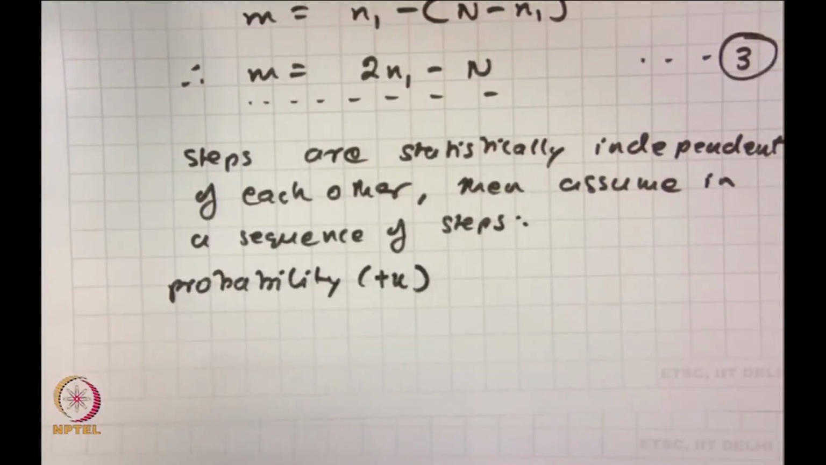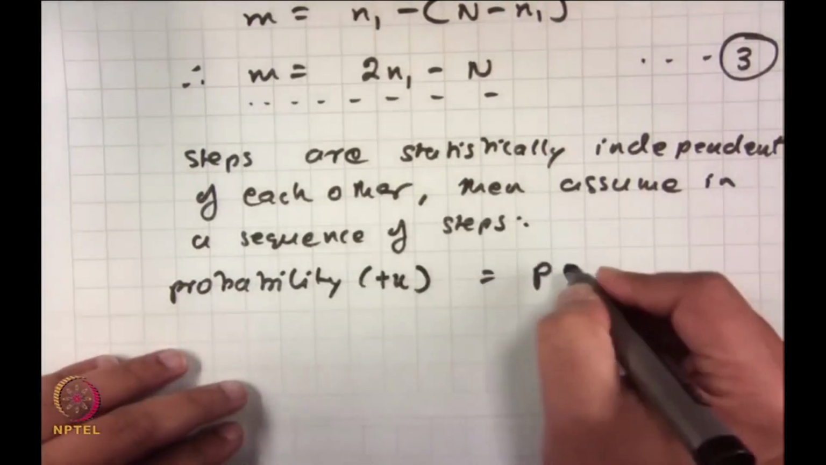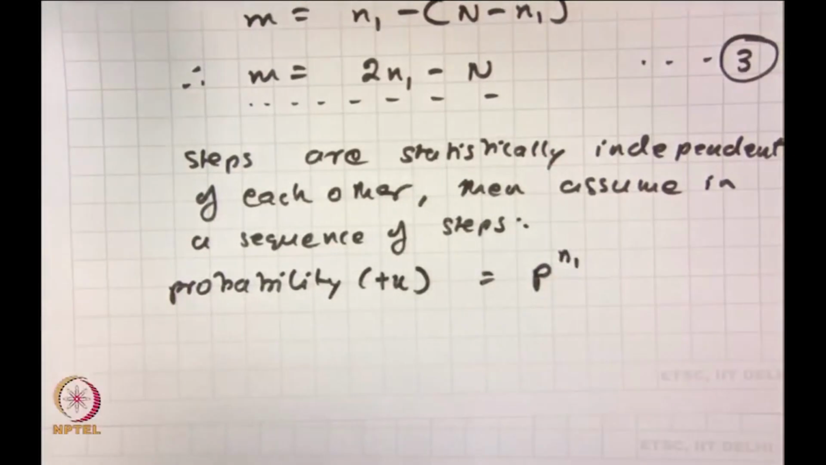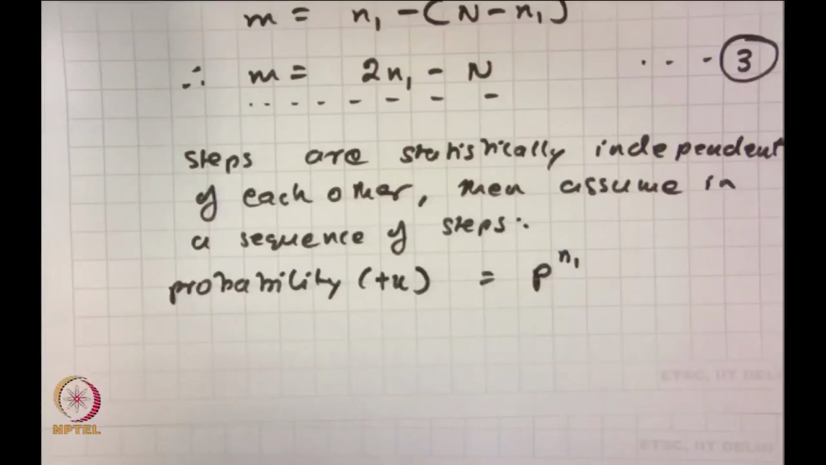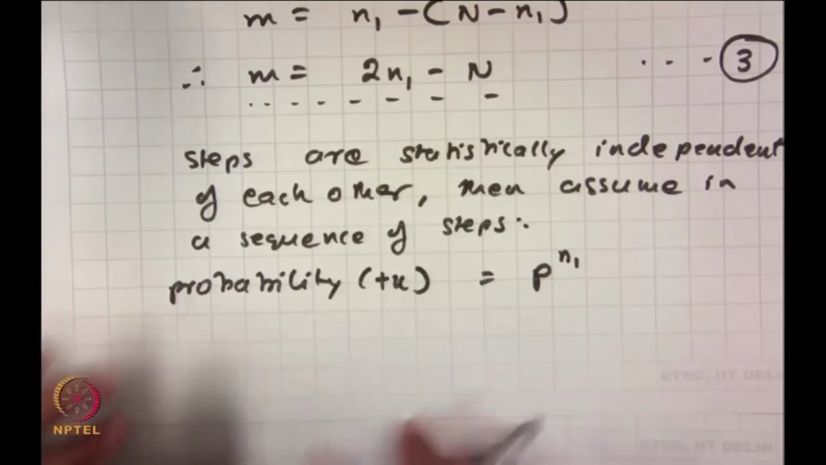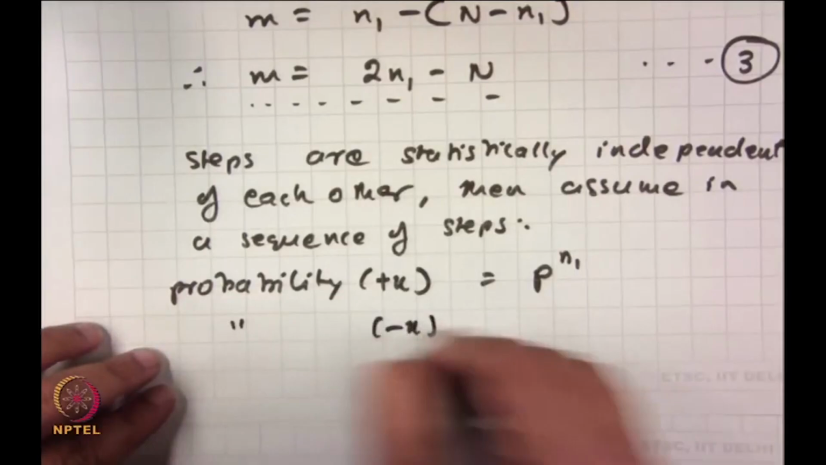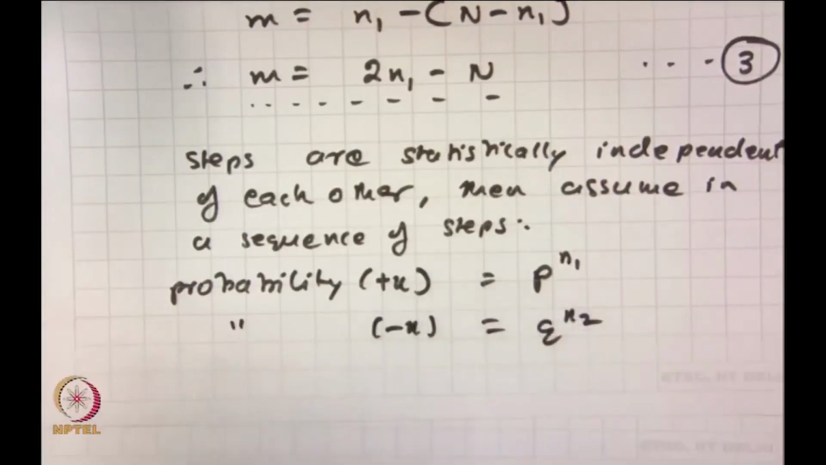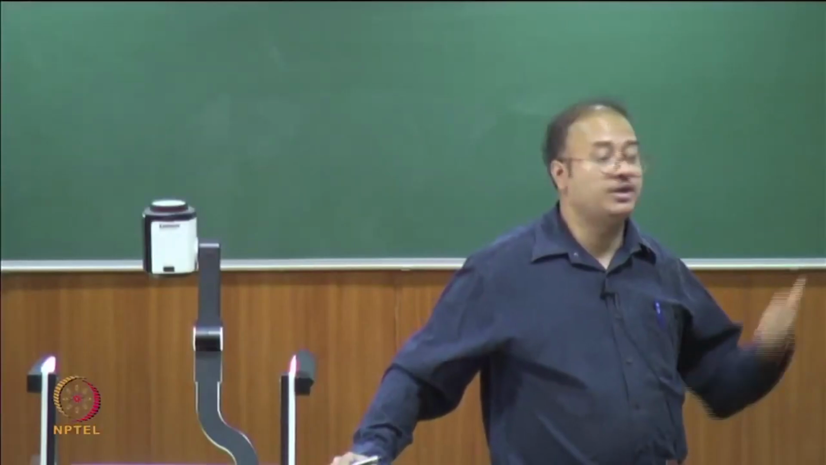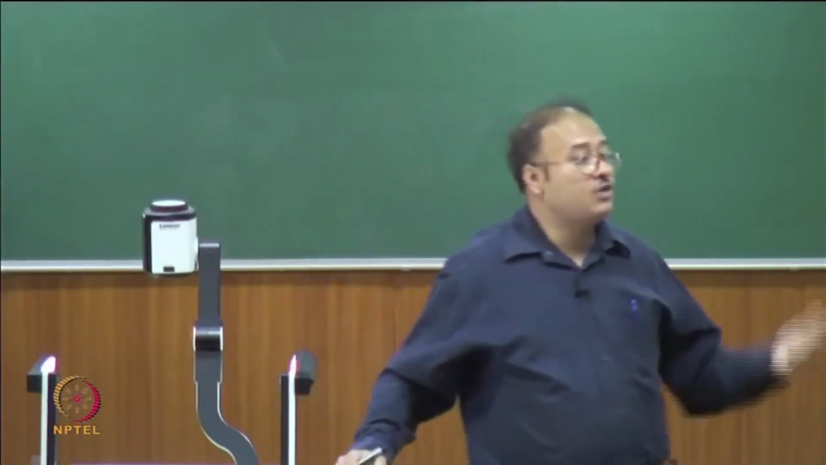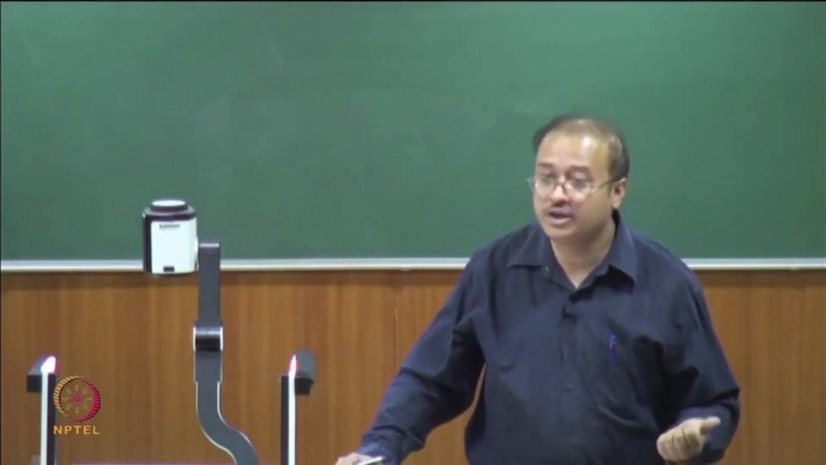The probability of moving in the positive x direction, can someone tell me, is given by p to the power what? n1, is it not? Because remember, these are all independent events, and whenever you have independent events in probability, they get multiplied, right? That is what you mean by statistical independence. Similarly, I can write the probability in the negative x is given by q to the power n2. Okay, good. So, in terms of the probability distribution, I already have the two main components. One is p to the power n1 and the other one is q to the power n2. There is a relation between n1 and n2, and a relation between p and q, where q is equal to 1 minus p.